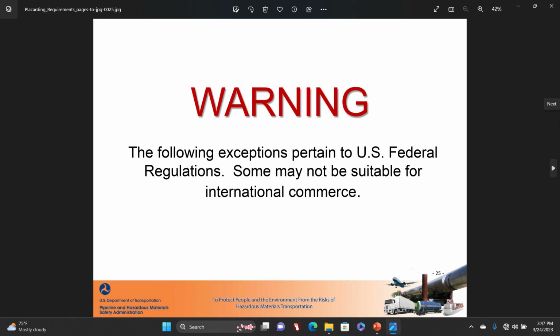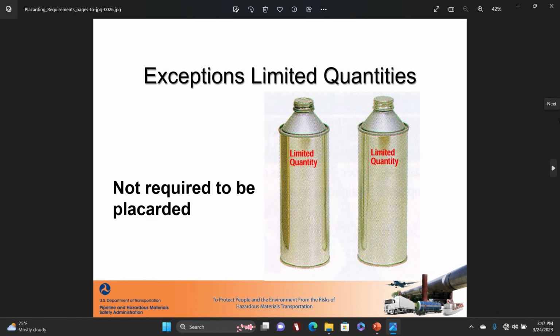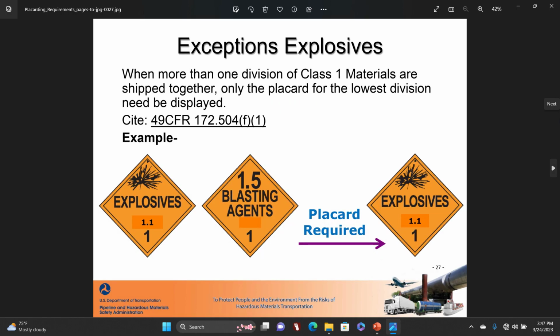The following exceptions pertain to U.S. federal regulations. Some may not be suitable for international commerce. It's not required to placard limited quantity items, so very small items. Obviously, we've already explained if it's less than 1,000 pounds of one item, you don't have to placard it.